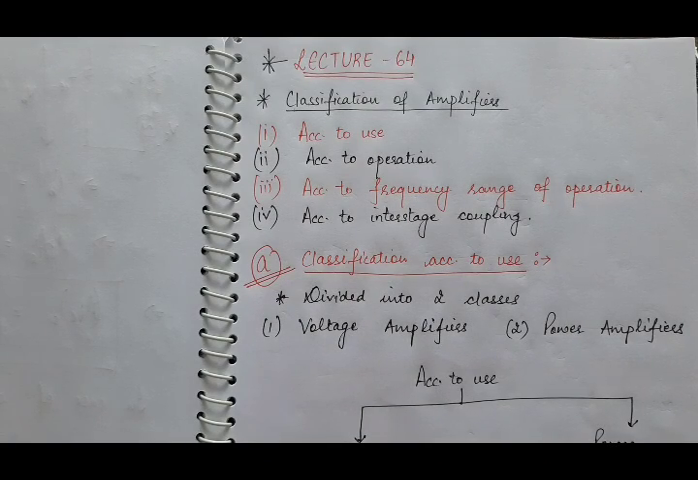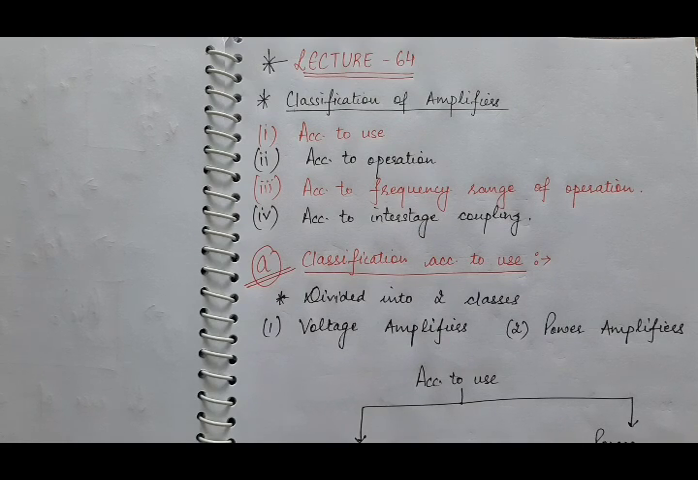Good morning, students. So this is the last lecture of semester 5th, that is lecture number 64 of electronics. And our last topic of discussion is classification of various transistor amplifiers. As we have discussed and derived all the parameters of a transistor amplifier in common emitter mode, in the same way we can derive the parameters of transistor amplifier in common base mode and common collector mode.